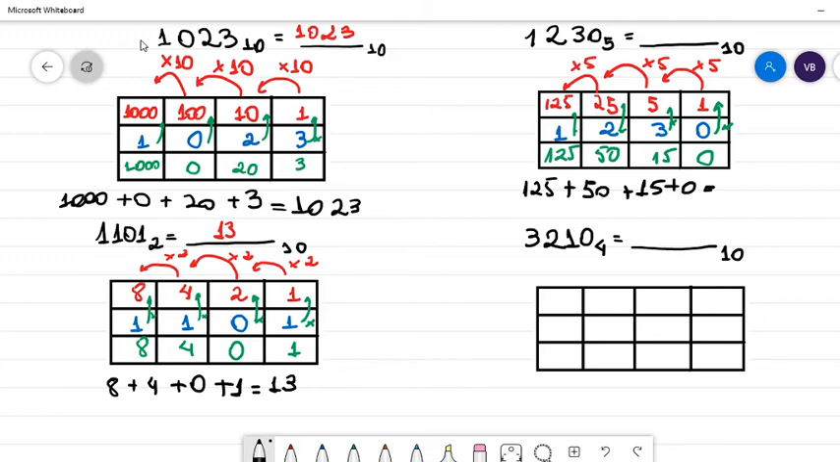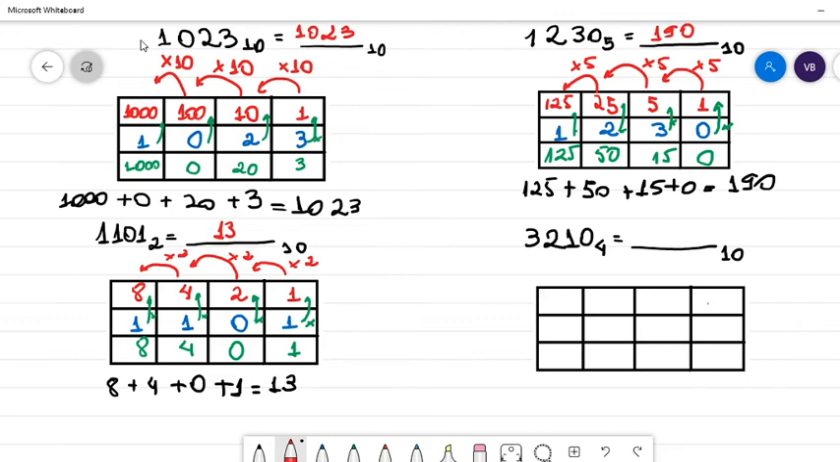125 plus 50 gives me 175, plus 15, I have 190. So this says that the number 1230 in base 5 is the same as the number 190 in base 10. And finally, we have the number 3210 written in base 4, and I want to change it to base 10 again.